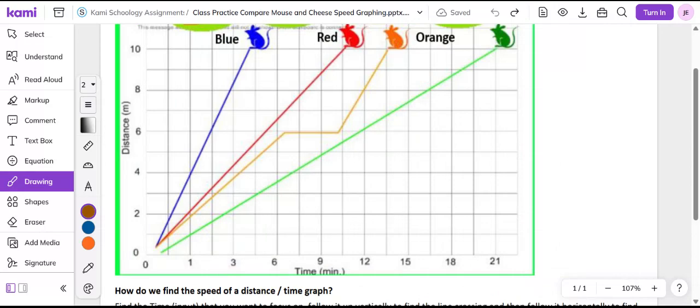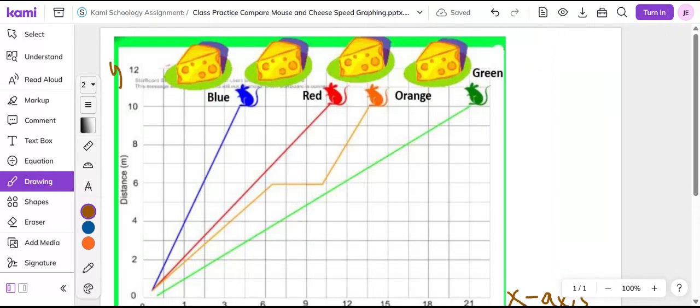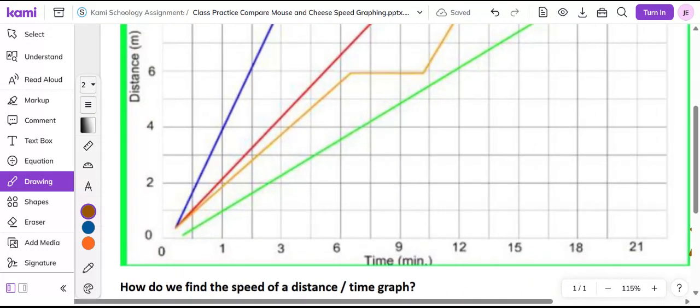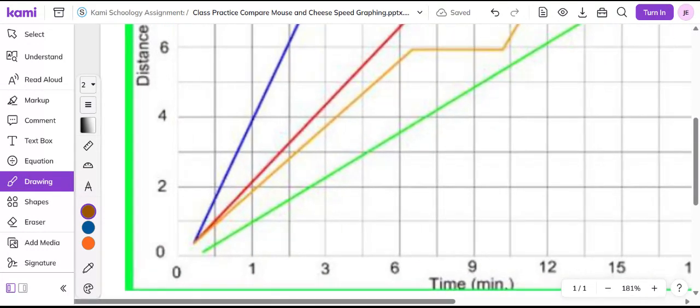Let's go ahead and label those. We have our X axis, and then we're going to have our Y axis. We're going to plot the comparison on the graph so we can determine the speed based on distance and time. Now within the graph, let's go ahead and fill in a few things here.